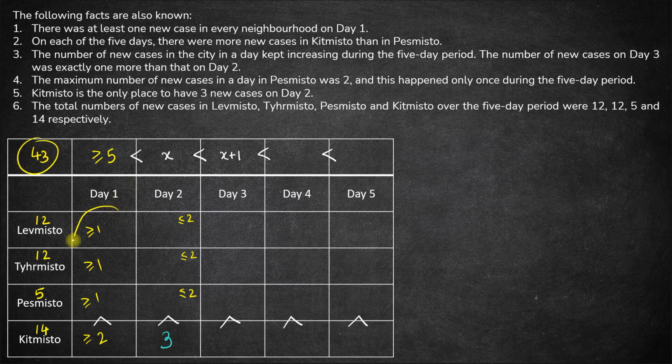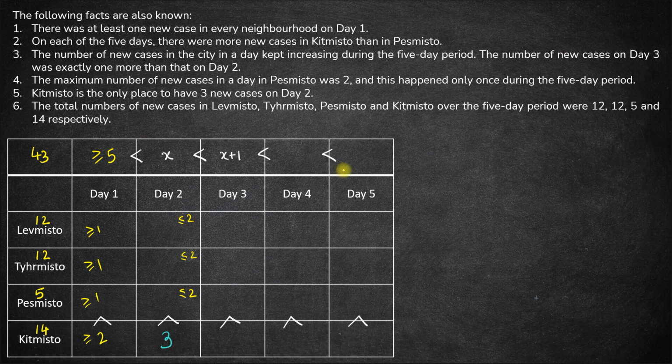Right? So the total value of all the numbers that we have to plug in these 5 into 4, 20 blocks should be 43. Okay? Fine. Now let's look at what can be the number of cases on each of these days, day 1, 2, 3, 4 and 5. Okay.